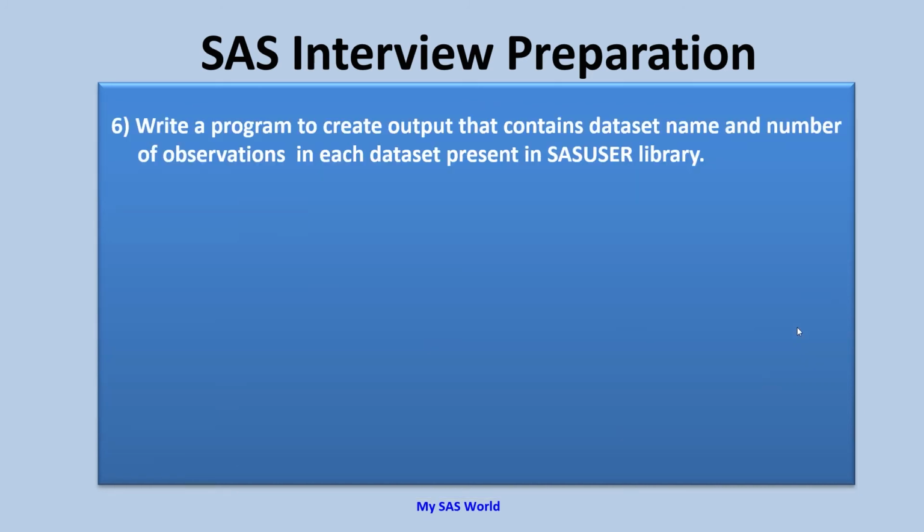Write a program to create output that contains the dataset name and number of observations in each dataset present in the SAS user library. This would be very easy, because all we want is the number of observations for each dataset. Whatever datasets are present in SAS user, just put the list, and in front of each dataset, just put the number of observations. So here is the answer.